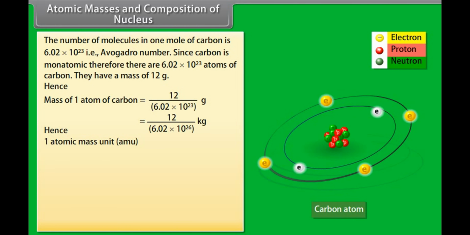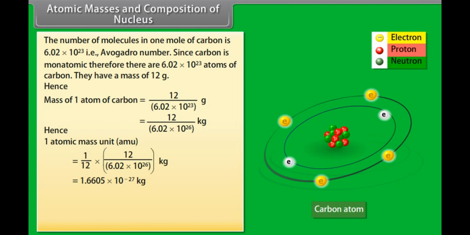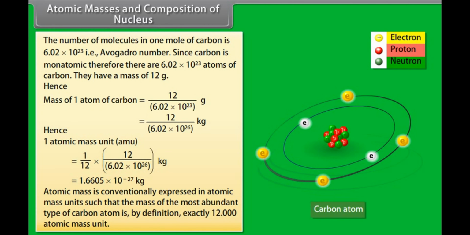Hence, 1 atomic mass unit, AMU, is equal to 1/12 × 12 / (6.02 × 10^26) kilogram, which is equal to 1.6605 × 10^-27 kilogram. Atomic mass is conventionally expressed in atomic mass units, such that the mass of the most abundant type of carbon atom is, by definition, exactly 12 atomic mass units.